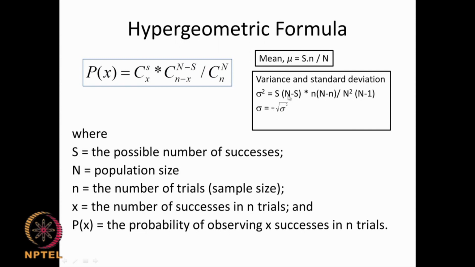Variance and standard deviation are given like this. The variance is capital S multiplied by n, multiplied by N minus S, multiplied by N minus n, divided by N squared times N minus 1. This is how the variance is given. Okay. So this is the mean, this is the variance. The hypergeometric distribution is based on the concept that the sample size is not very small compared to the population size, or the population size is finite, not infinite, unlike the other type of distribution.